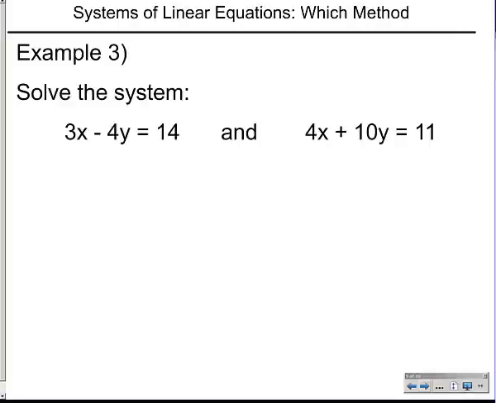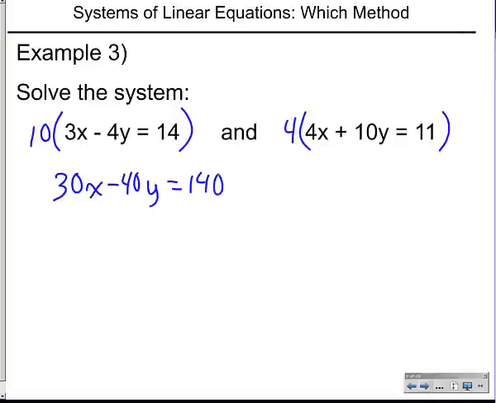So what I'm going to do is look at the x's and look at the y's and decide which ones are easier to make identical. Well, I think that making the y's become the same would be the easiest way to go. So I'm going to multiply this equation by 10, and I'm going to multiply this equation by 4 so that my y's will both become 40. So I get 30x minus 40y equals 140. And over here I get 16x plus 40y is equal to 44.